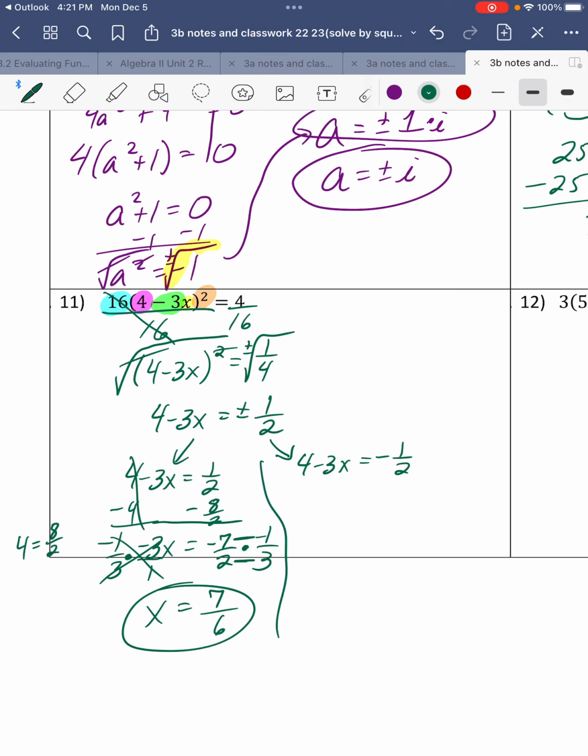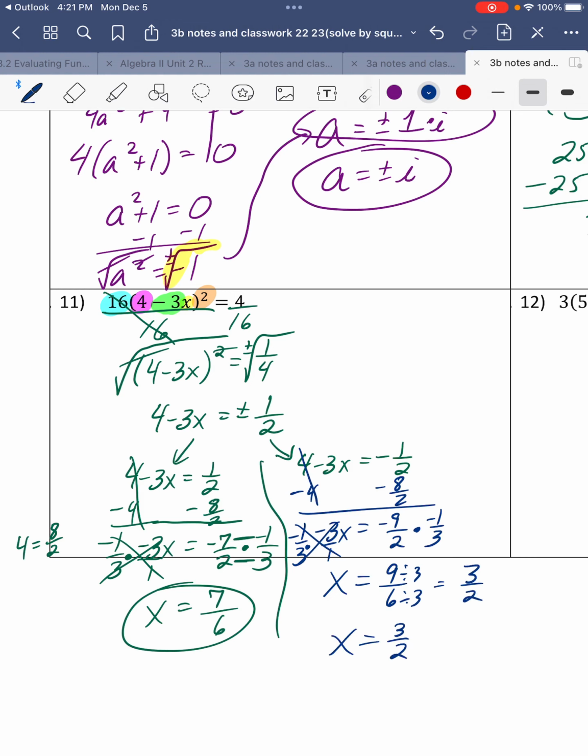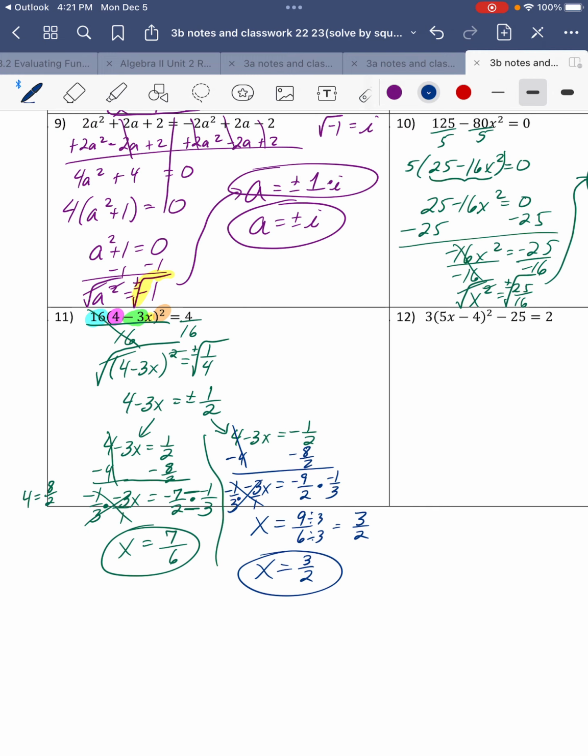All right, let's do the same thing over here on the second equation. So I have subtract 4, and remember minus 4 is the same thing as 8/2. Here we have a negative 3x. Negative 1 minus 8 is a negative 9/2. I'm going to multiply by the reciprocal, so I can multiply by the fraction instead of dividing. We have negative 9 times negative 1 is a positive 9. 2 times 3 is 6. This can be reduced to 3/2. So x is also going to equal 3/2. So there are two answers to number 11.